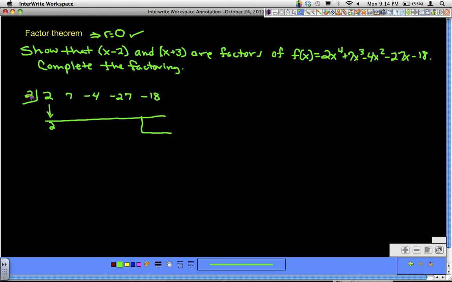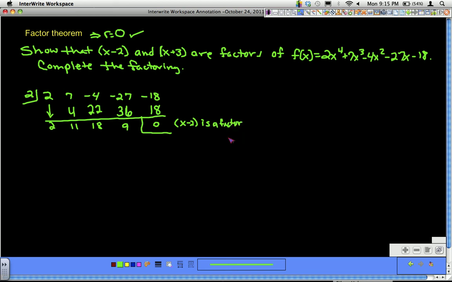Front times bottom, add them up. Front times bottom, add them up. Front times bottom, add them up. And front times bottom, add them up. And it works. So the good thing there, as long as we got a 0 for a remainder, that tells us that in this case, x minus 2 is a factor.